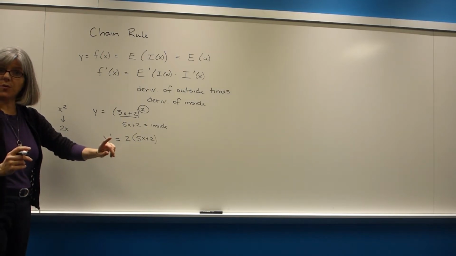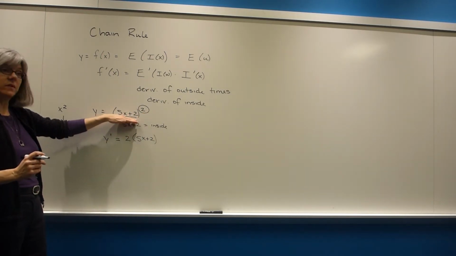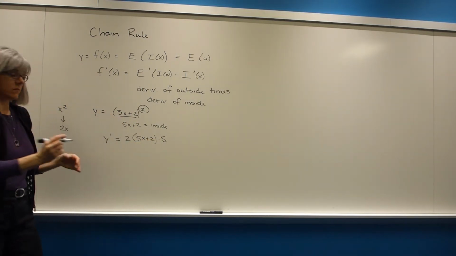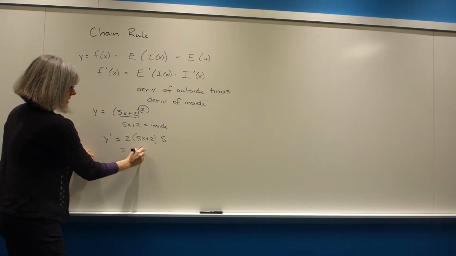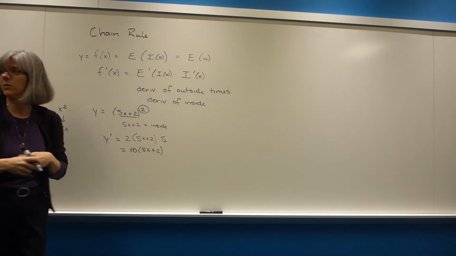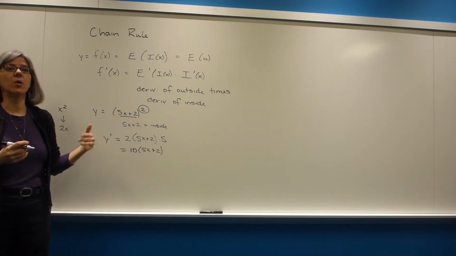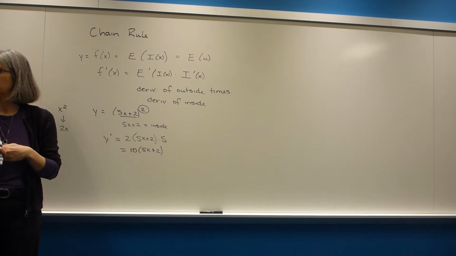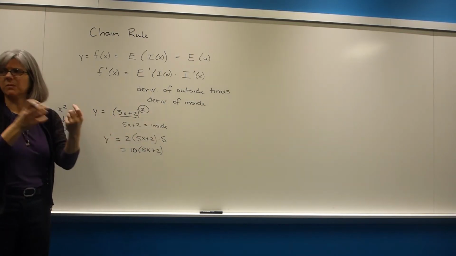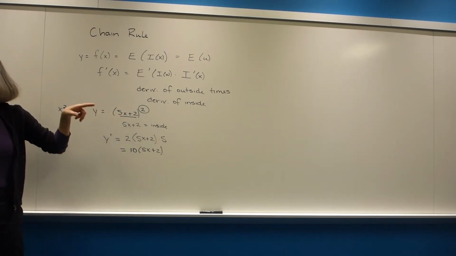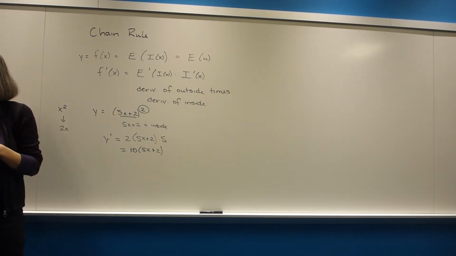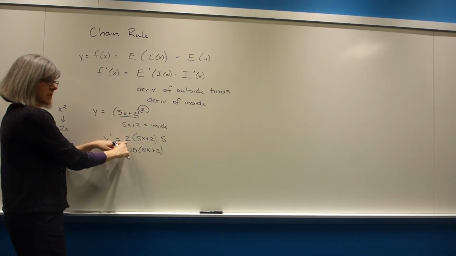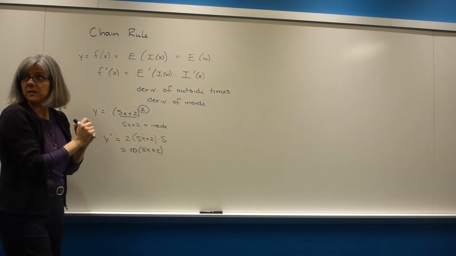Am I done yet? No, because I've only handled the outside function. Now what's the derivative of the inside function? Just 5. And so altogether, 10 times 5x plus 2. You can multiply it out if you want to, but a lot of times we don't, because we often want to know where the tangent line is horizontal. I'm going to set it equal to 0, so no reason to multiply it out unless you need to. But is that easier than foiling it out? I actually think yes. So identify the inside function and the outside function. Take the derivative of the outside function times the derivative of the inside function.